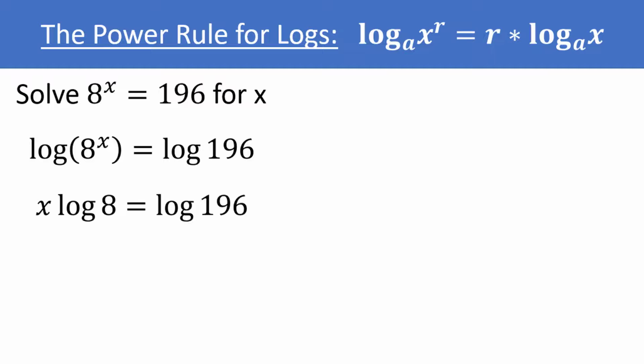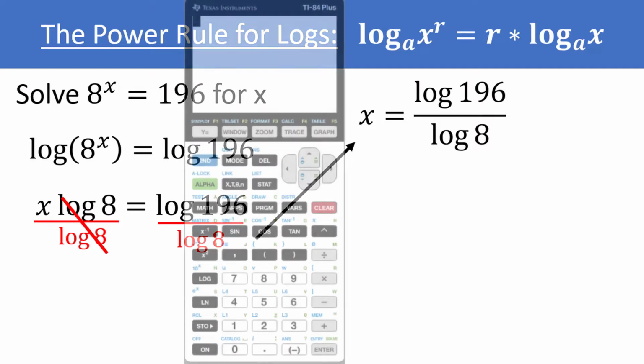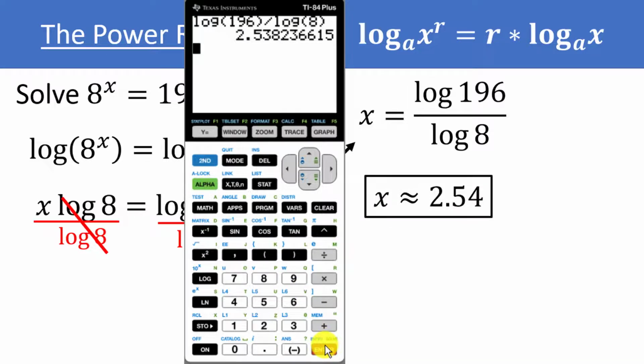Now we can divide both sides of the equation by log of 8 to get x is equal to log of 196 divided by log of 8. Now we need to grab our calculator. Log of 196 divided by log of 8 is approximately equal to 2.54. So x is approximately 2.54.